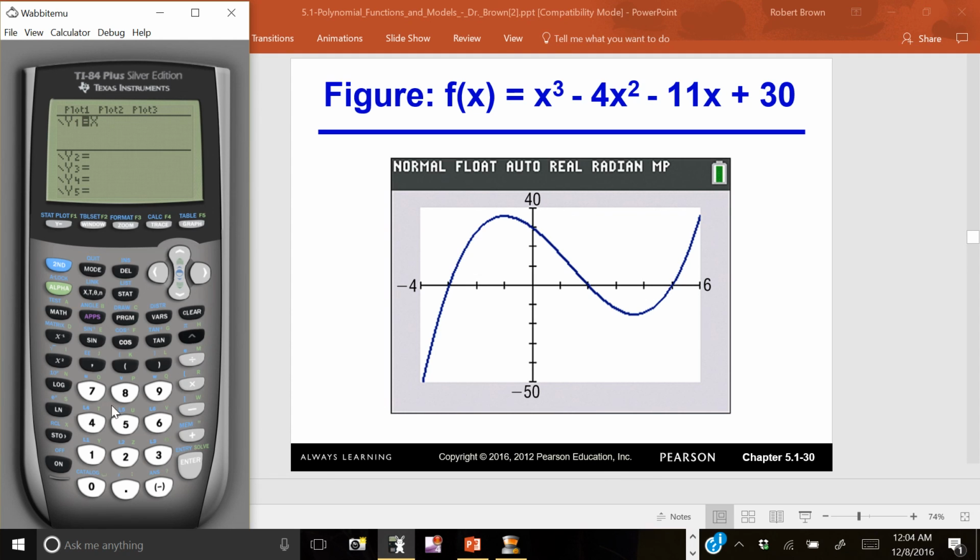x cubed. Notice you have to go to the right here. Minus 4x squared minus 11x plus 30. And now, when we graph it, it should look exactly like this does. It goes through minus 3, and it goes through plus 2, and it goes through plus 5.